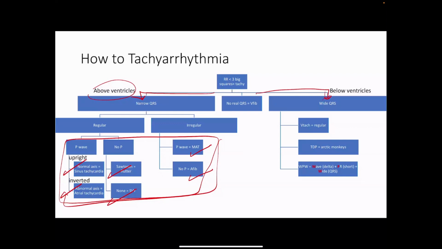Wide QRS, you'll see it now, it looks very obvious that because the QRS is wide, it means that there's a problem in the ventricles. So all of these pathologies are arising from the ventricles themselves, whether it's re-entry circuits in the ventricle or the fibers aren't conducting well in the ventricles. It's in the ventricles.